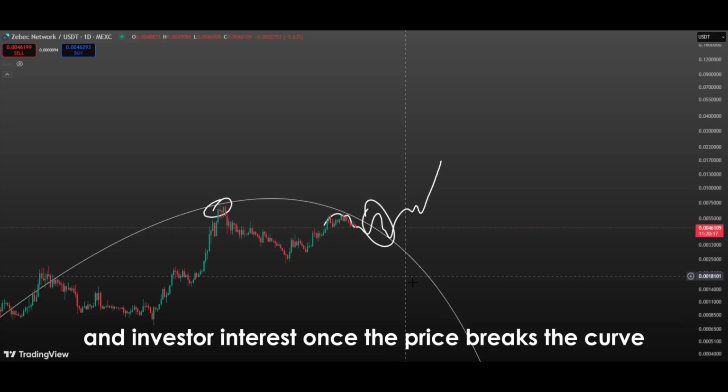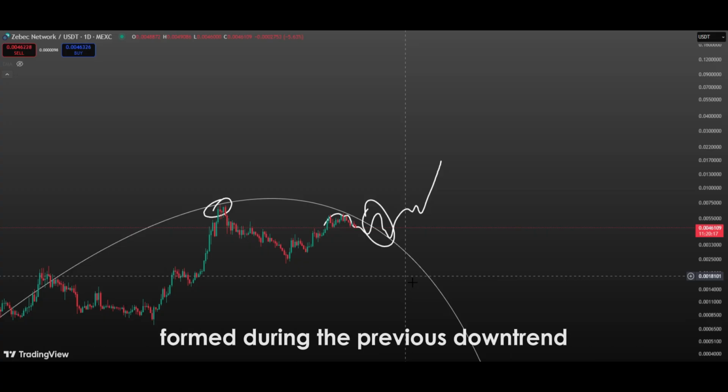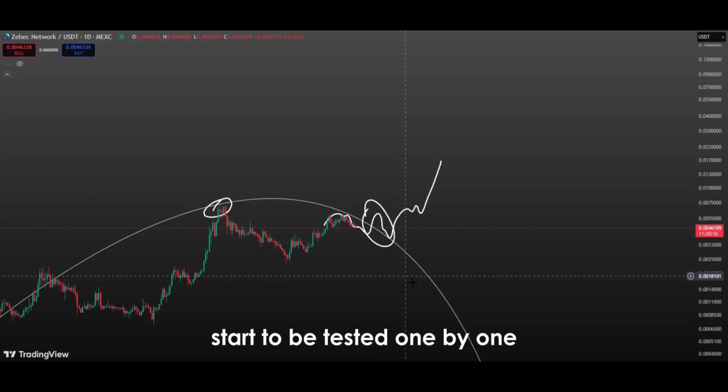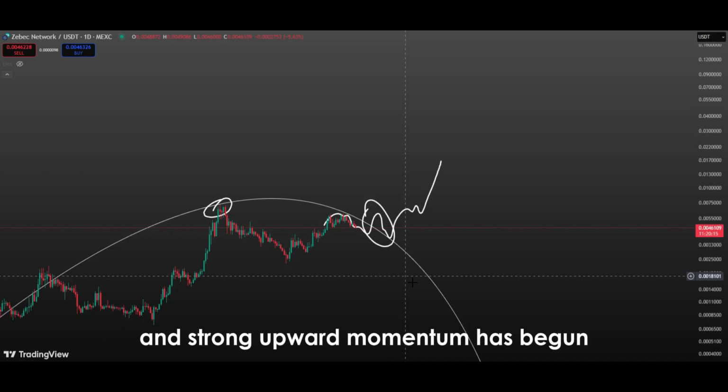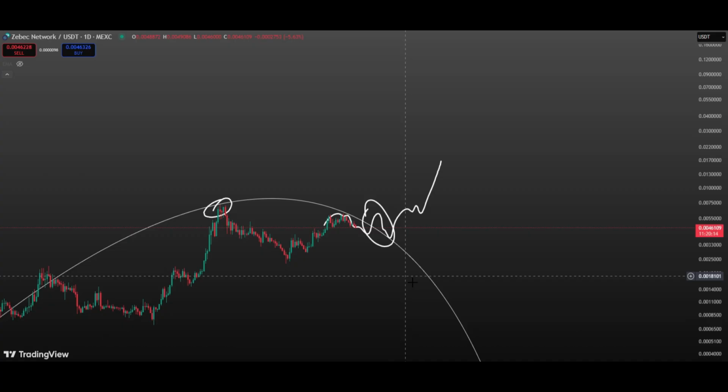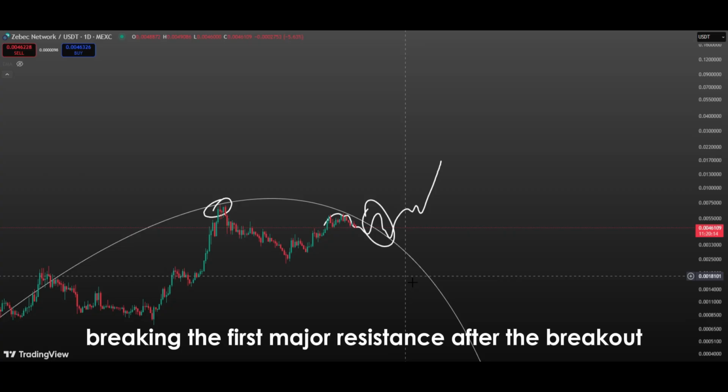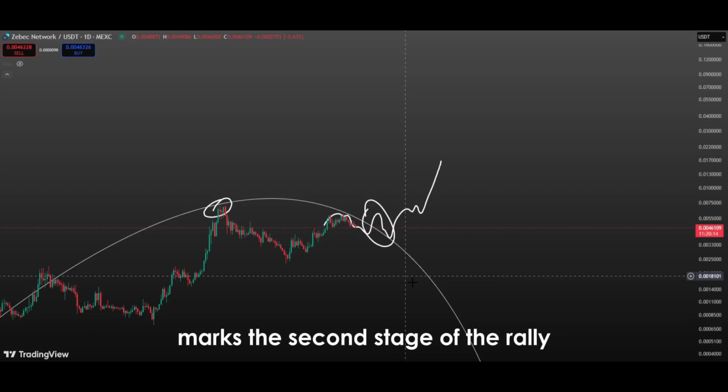Once the price breaks the curve, the intermediate resistance levels formed during the previous downtrend start to be tested one by one. These resistances are usually broken quickly because the market direction has shifted and strong upward momentum has begun. Breaking the first major resistance after the breakout marks the second stage of the rally.